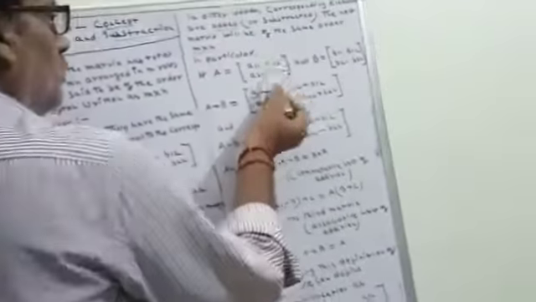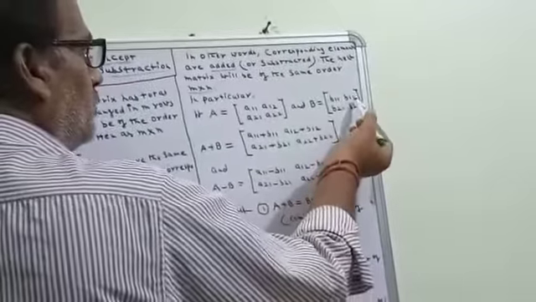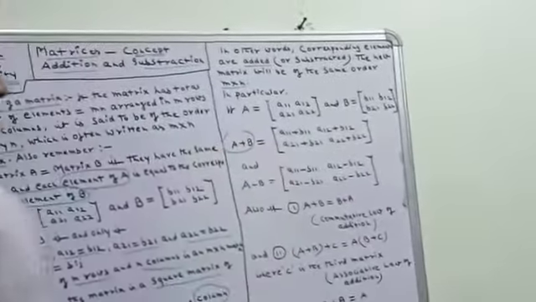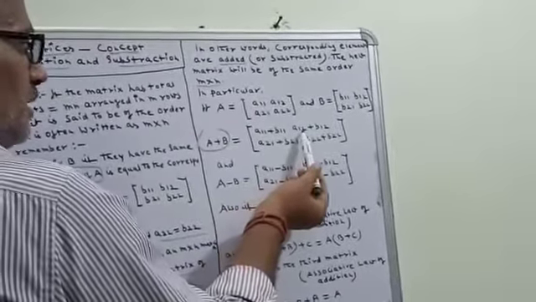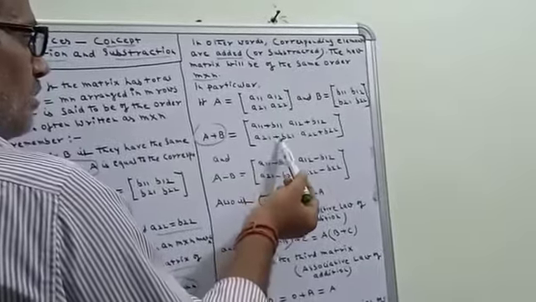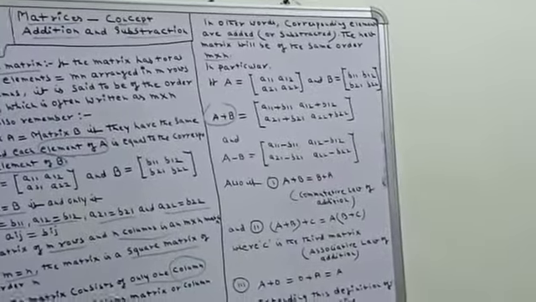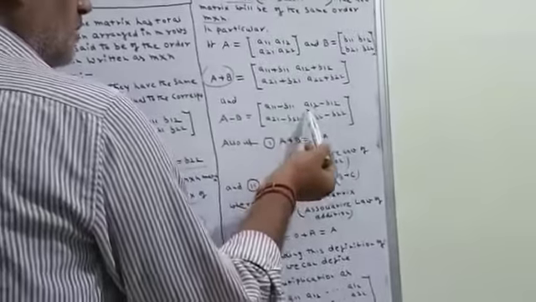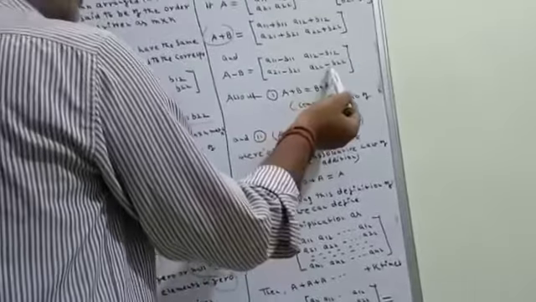In particular, suppose that A equal to A11, A12, A21, A22 and B equal to B11, B12, B21, B22, then A plus B equal to A11 plus B11, A12 plus B12, A21 plus B21, A22 plus B22, and A minus B equal to A11 minus B11, A12 minus B12, A21 minus B21, A22 minus B22.